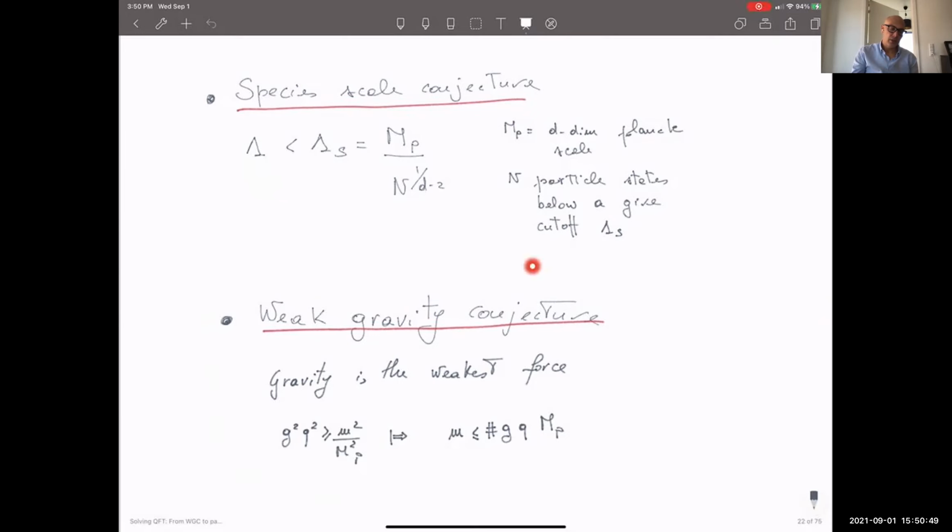Another interesting conjecture is the weak gravity conjecture, which in a nutshell means that gravity is the weakest force. So if you think naively about the fact that you can make bound states in quantum field theory, take QED, then you see that the interactions are proportional to the coupling squared times the charge squared. This should be larger than what you can get by having gravitational bound states, which is m squared over m squared Planck, and effectively you can then rewrite this as m less than some number times the coupling constant, the charge, and then Planck.